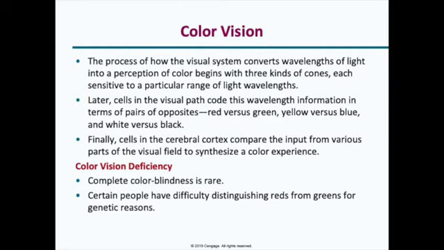Finally, cells in the cerebral cortex compare the input from various parts of the visual field to synthesize a color experience. Color blindness is a term used for those who have problems perceiving colors. The most common type of color blindness makes it hard to tell the difference between red and green. Another type makes it hard to tell the difference between blue and yellow. People who are completely colorblind don't see color at all, but this is really uncommon.